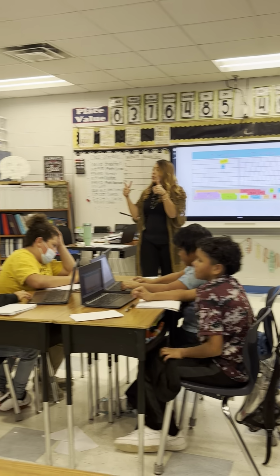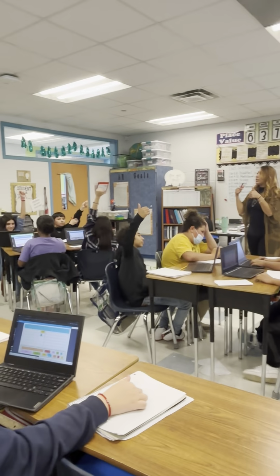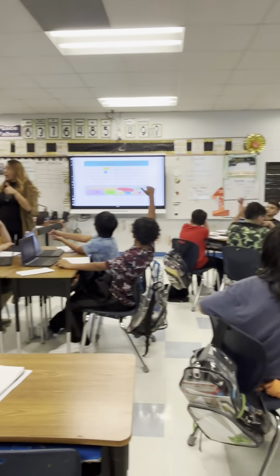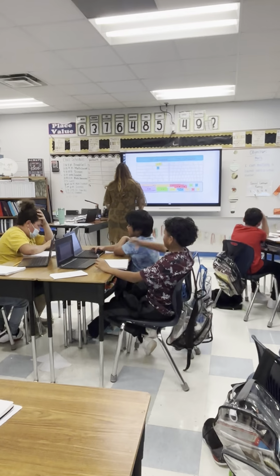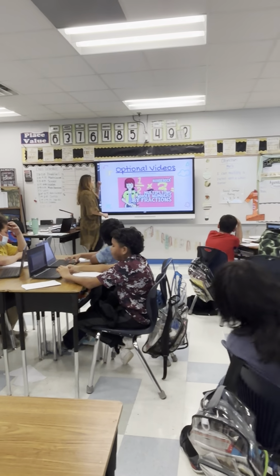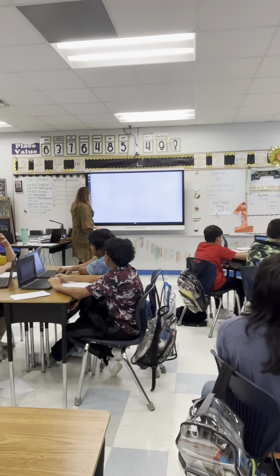Thumbs up if you understand that if the denominator is smaller, it's bigger, and if it's larger, it's smaller. It's like the opposite. Okay? Hands down. All right. We're going to move on.